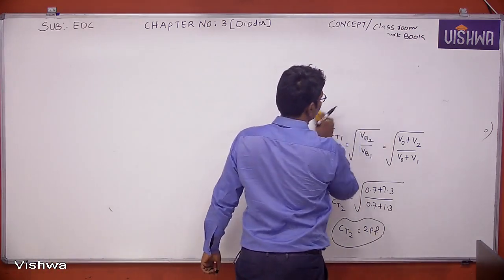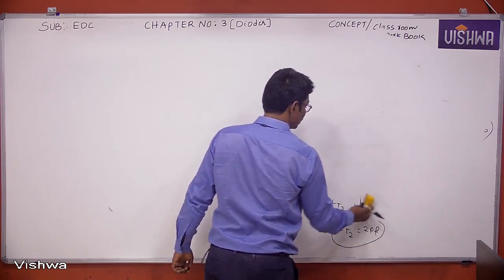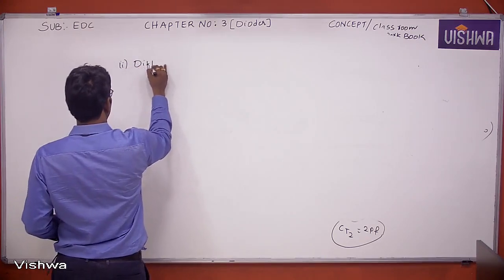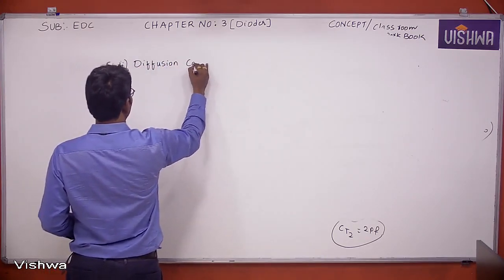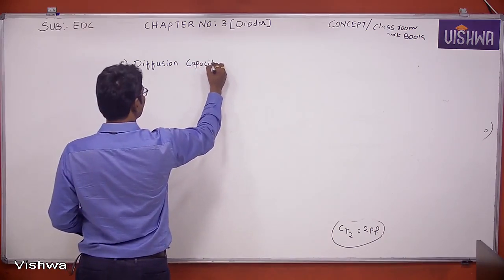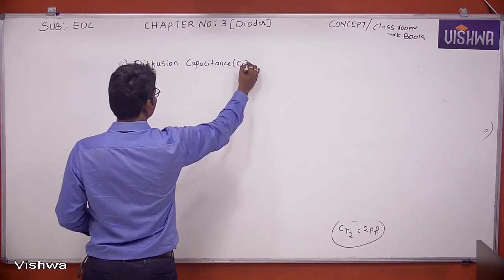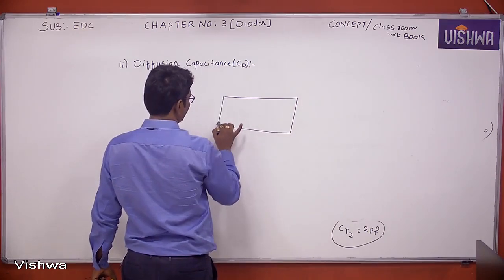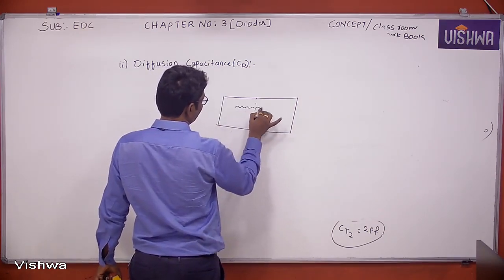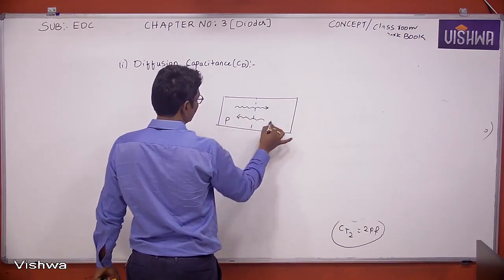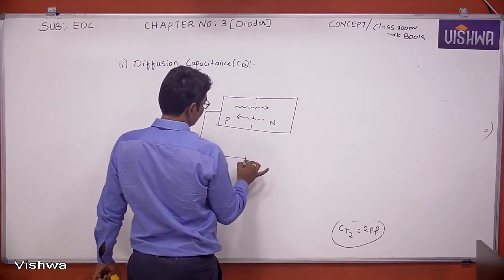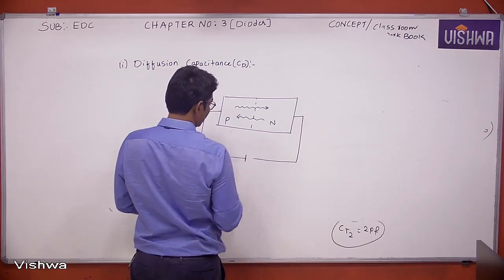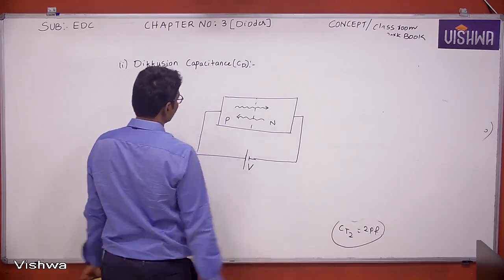Transition capacitance is completed. Next, diffusion capacitance. Next heading, diffusion capacitance. It is denoted with CD. Copy here.